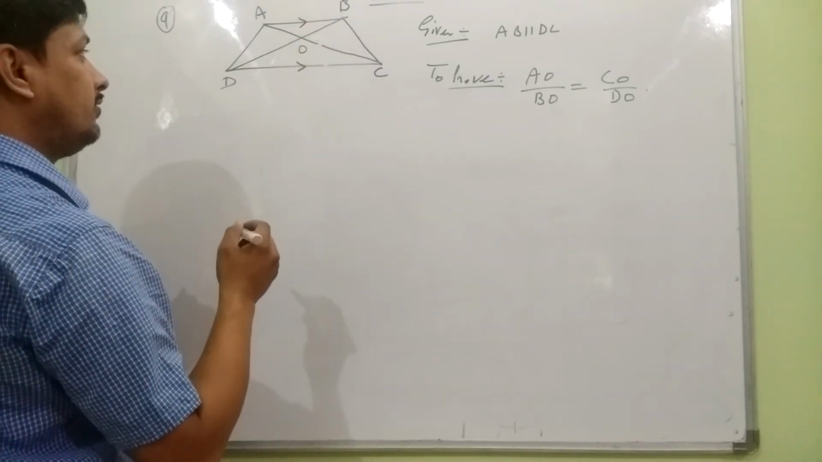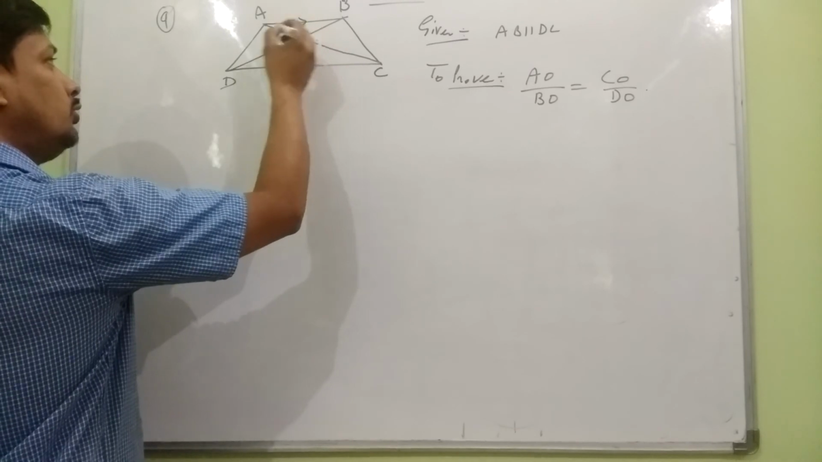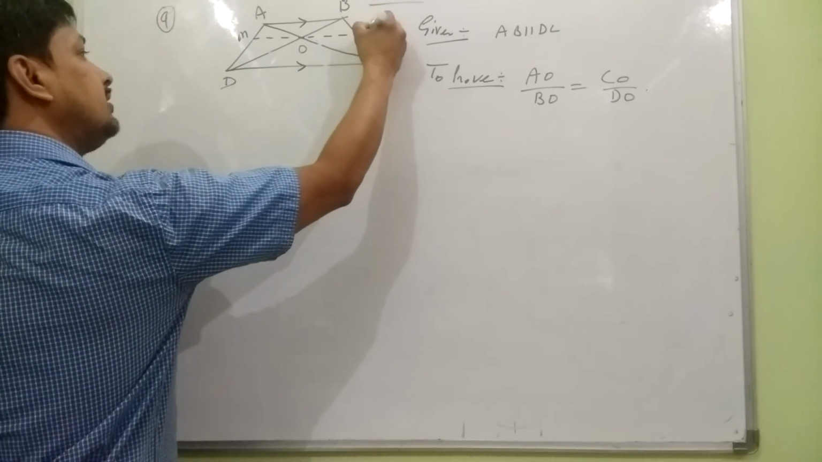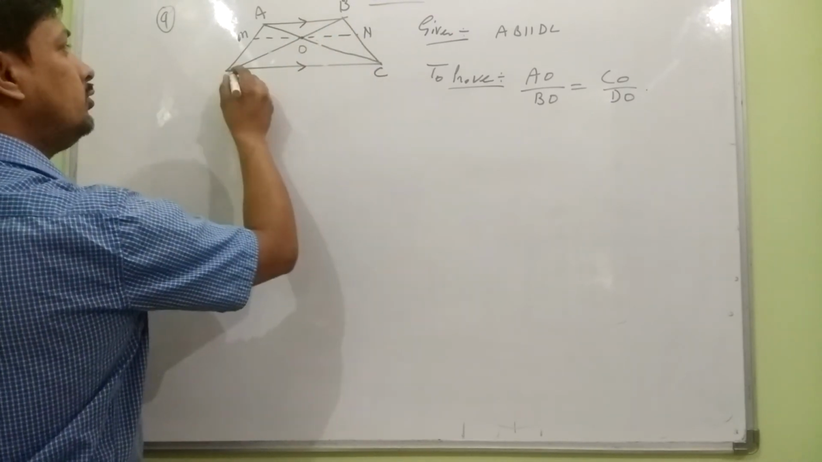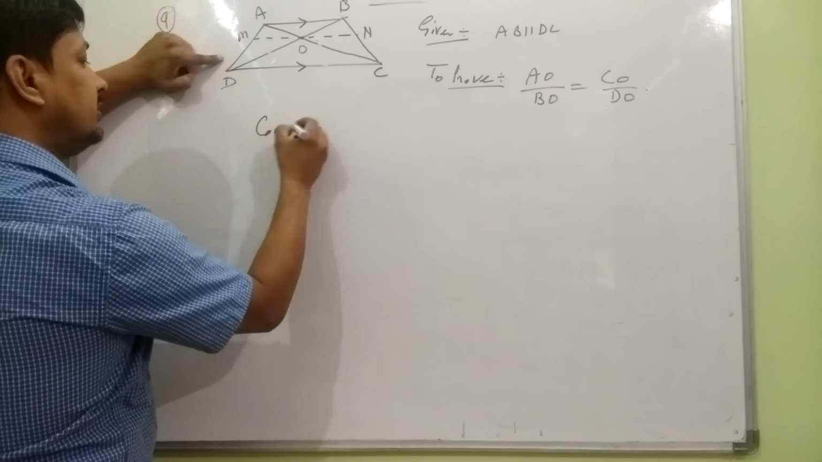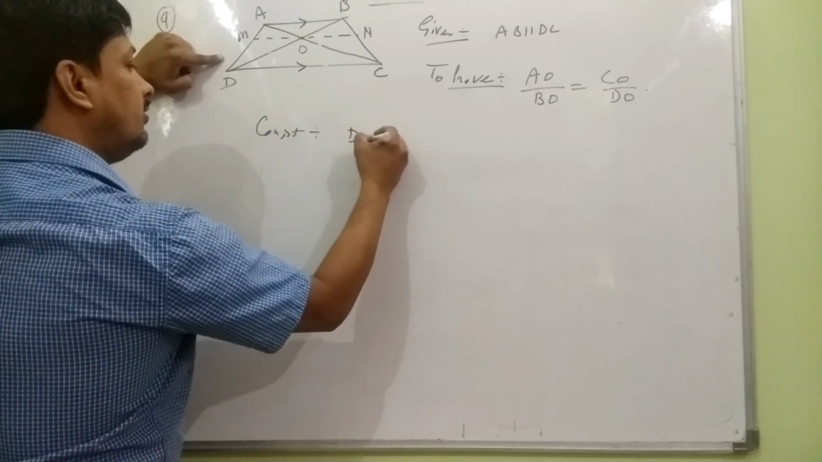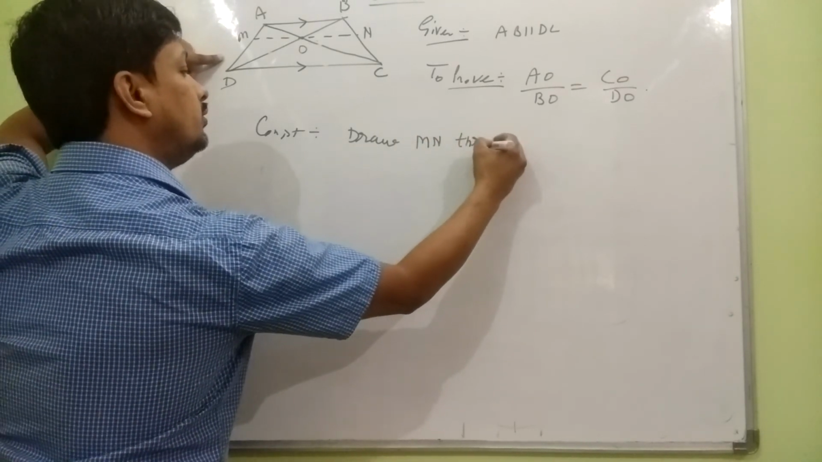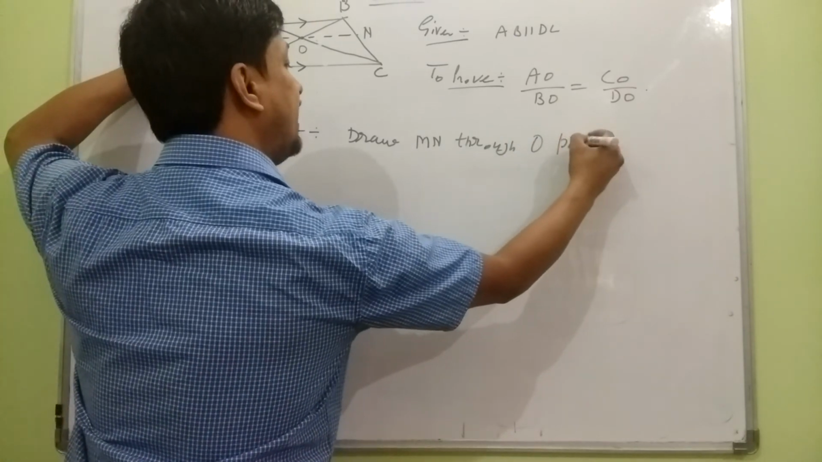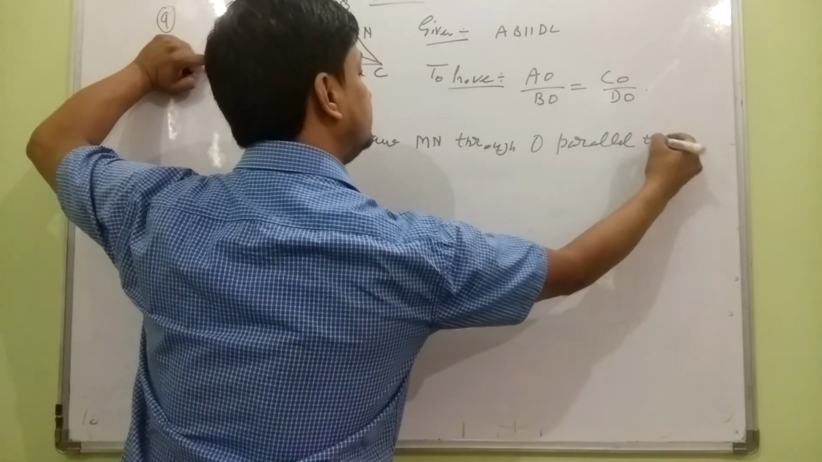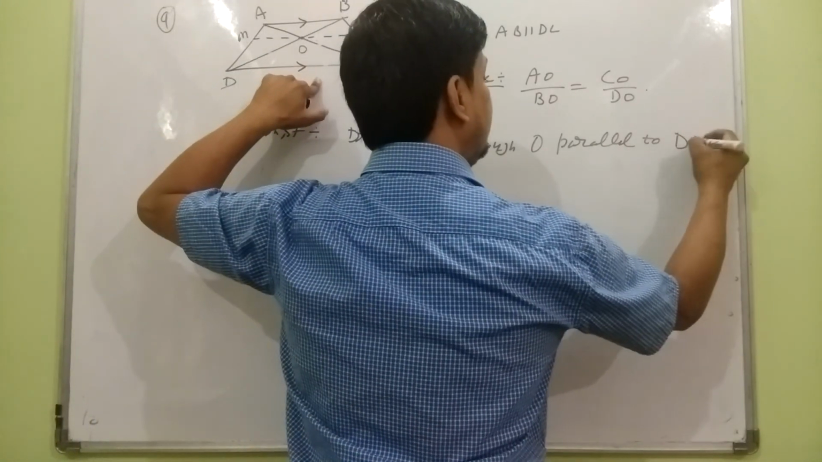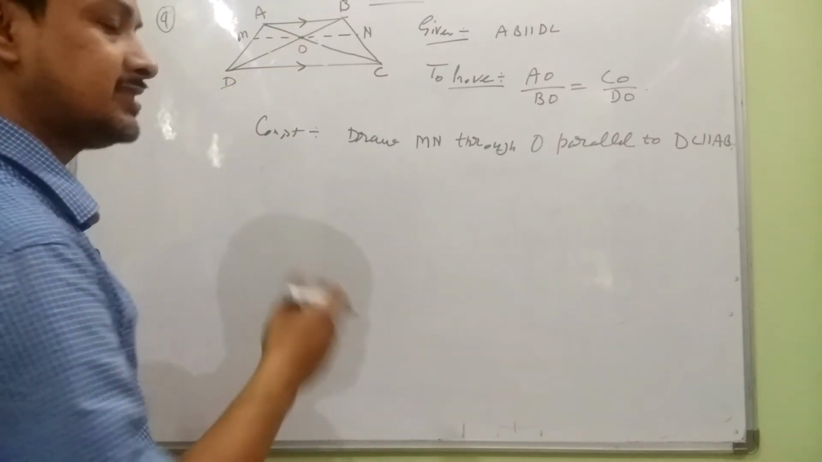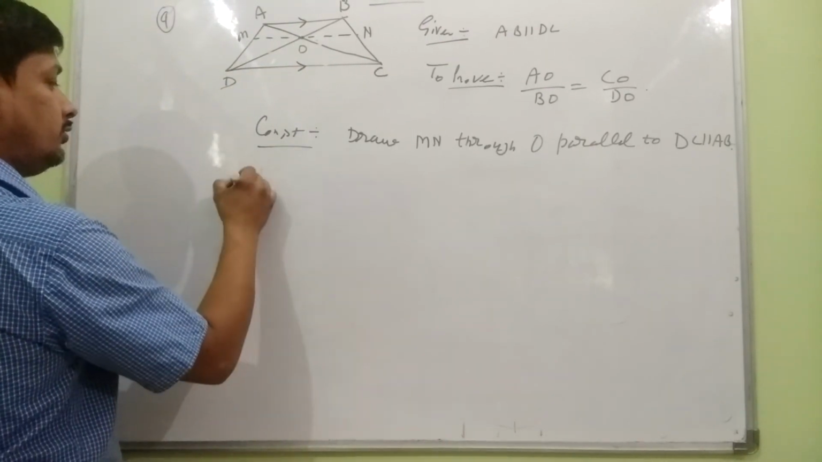So for that what will we do? We will draw a line through O. This line is MN. We will draw a line MN through O which is parallel to DC. So let us construct it. Draw MN through O parallel to DC, and we know DC is parallel to AB, so it means all these three lines are parallel to each other. Okay, now start the proof.